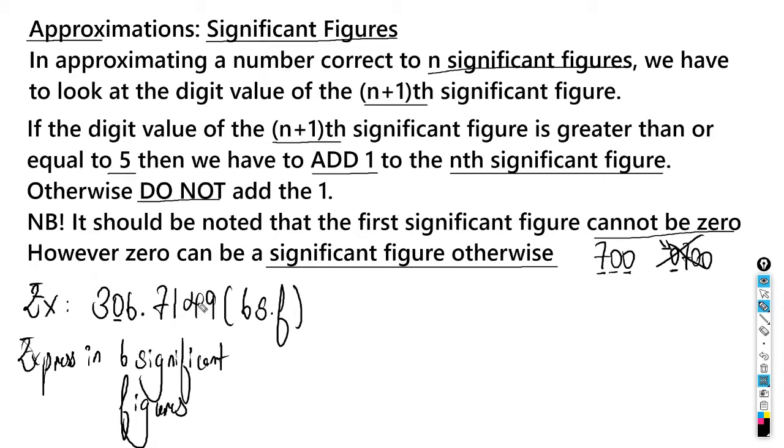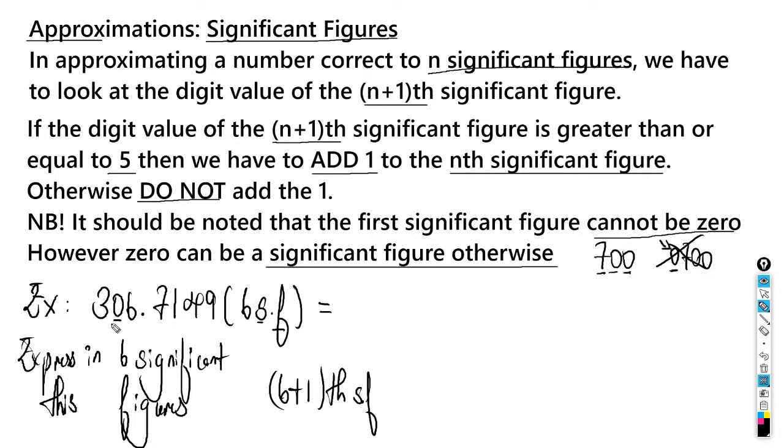So let's do the example here. The example says 306.7149. Express this in 6 significant figures. So what we have to do is look at the n plus 1th significant figure, which is the 6 plus 1th significant figure. That's what SF is, S.F., significant figure.